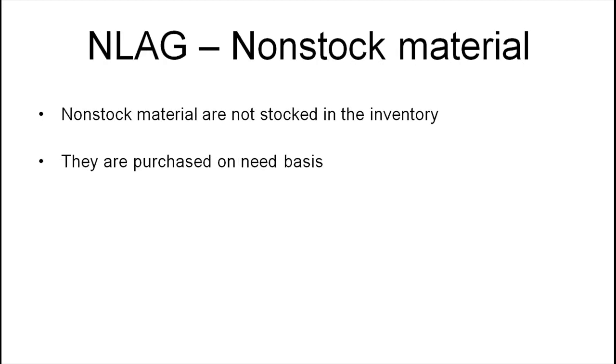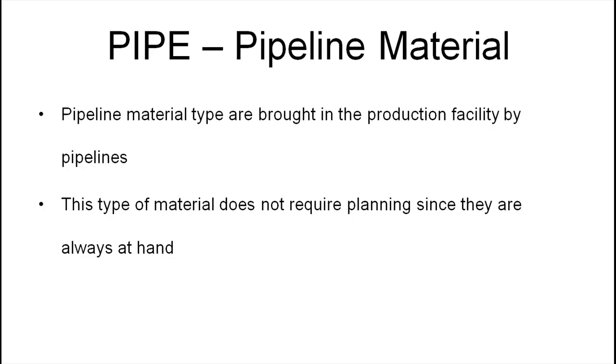NLAG non-stock material is not stocked in the inventory and is purchased on a need basis. Examples of non-stock material are maintenance gloves, safety glasses or grease. Pipeline material type is brought into the production facility by pipelines. This type of material does not require planning since it is always at hand. Examples of such material include oil, electricity, water or natural gas.